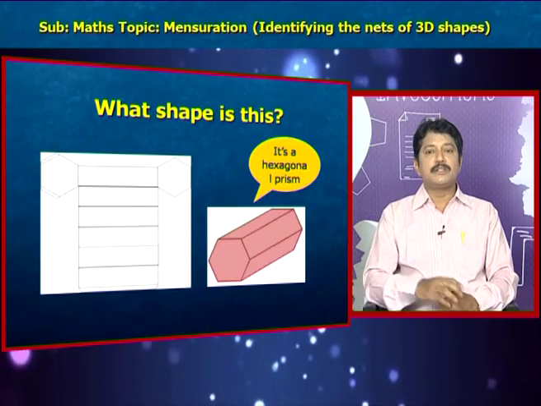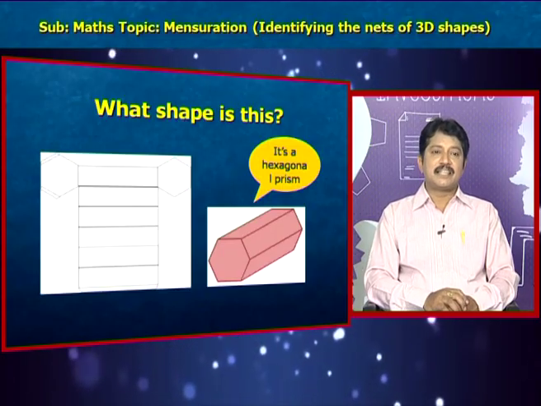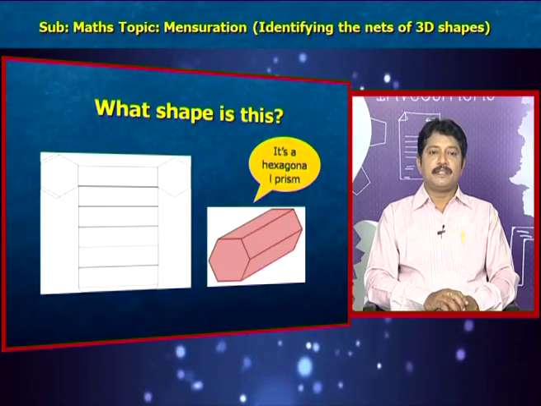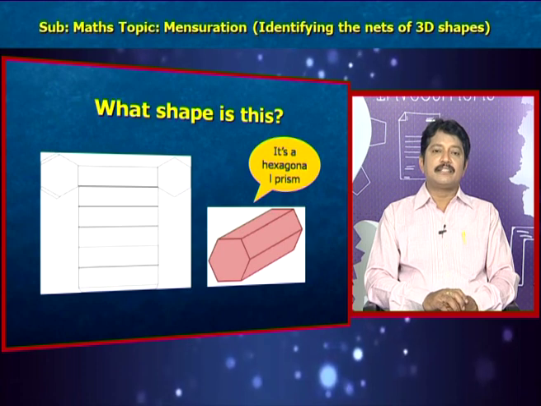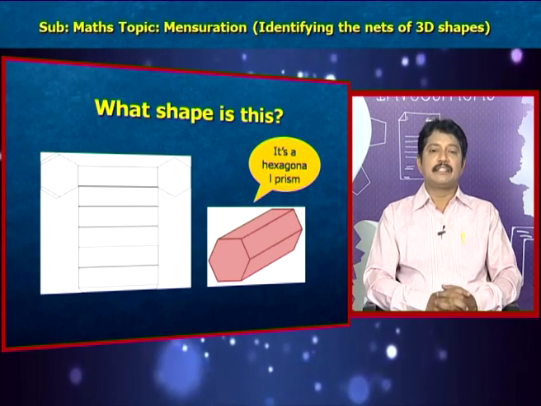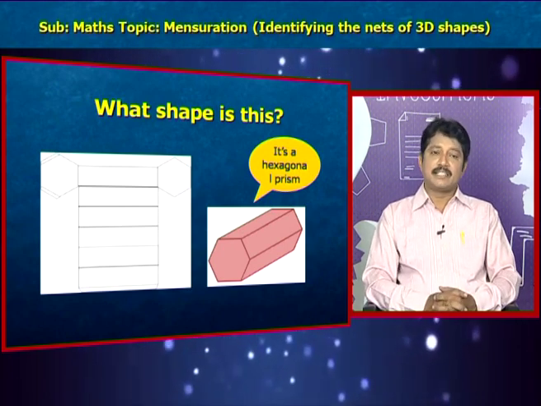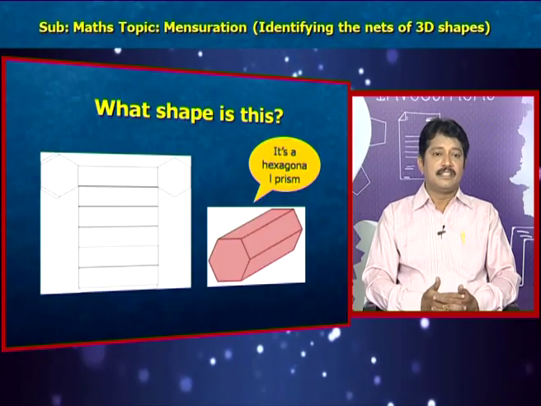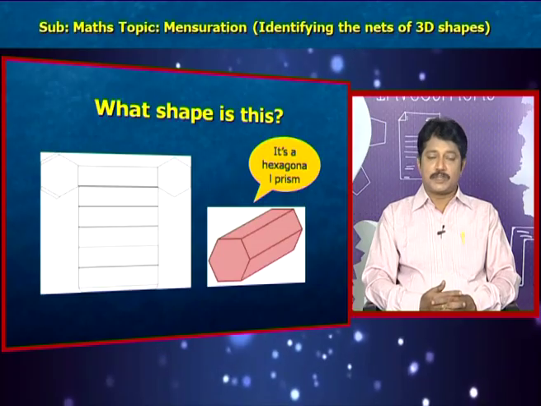A closed plane figure which has n sides is called a polygon. Polygon means simply we can call it a closed plane figure which has n sides. If it has 3 sides, it is a triangle. If it has 4 sides, it is a square, or of course, a quadrilateral.